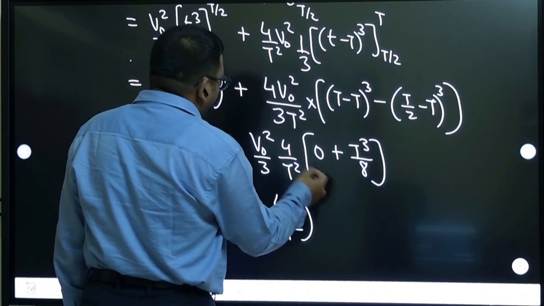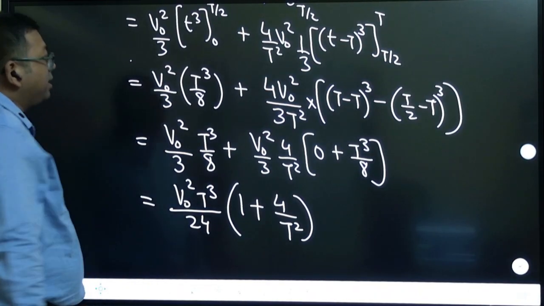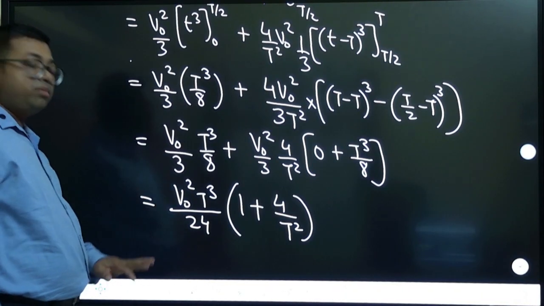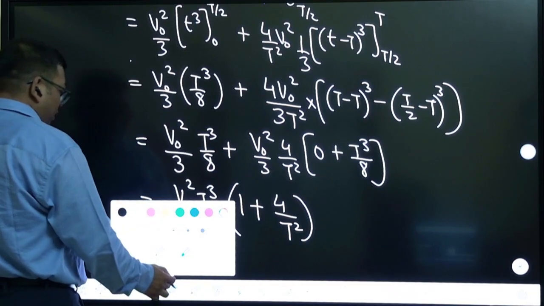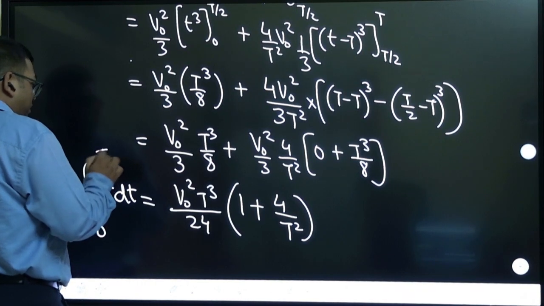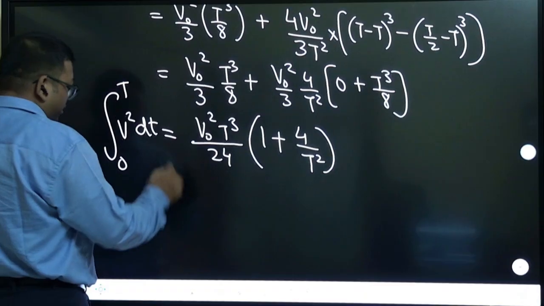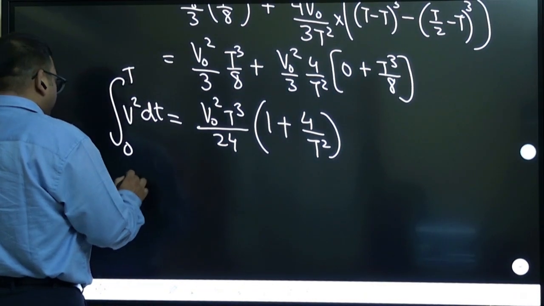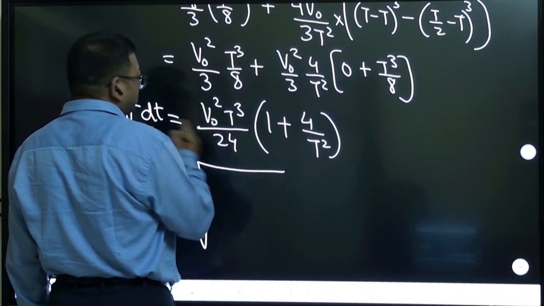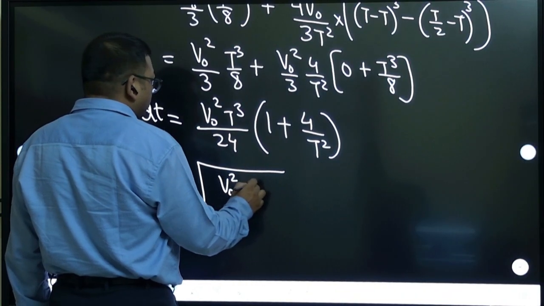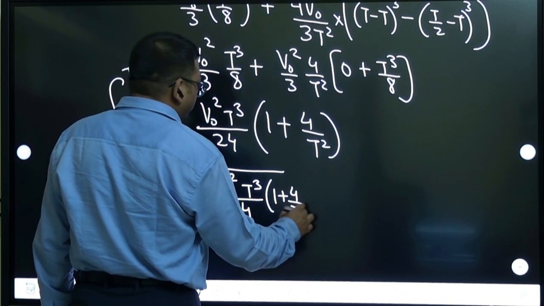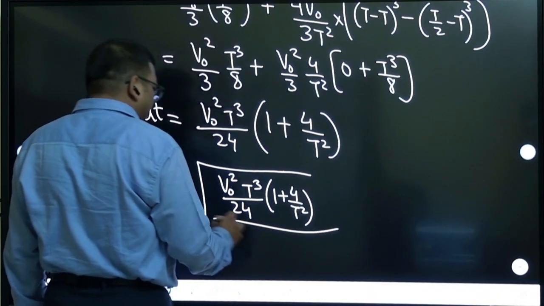Here, is there any mistake? No mistake is there. Check for mistakes. If there is no mistake, then this is what we are getting, integration of v square dt over 1 cycle. And if you are getting this over 1 cycle, then you calculate Vrms over 1 cycle. So root under this one, this factor becomes V naught square T cube divided by 24, 1 plus 4 by T square, divided by 1 cycle time T.